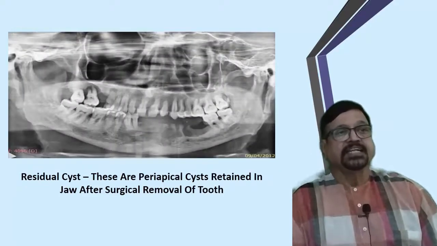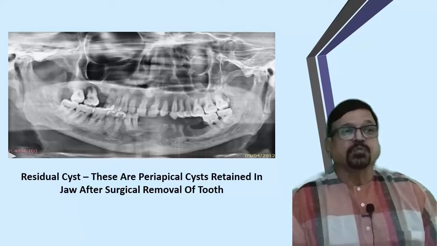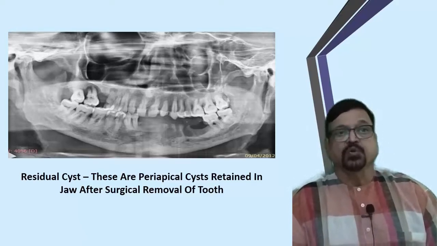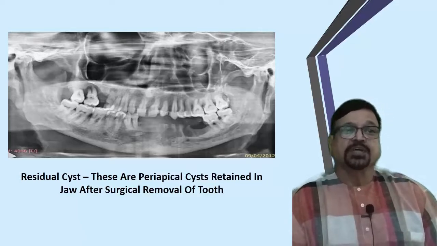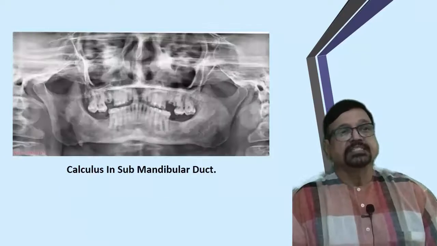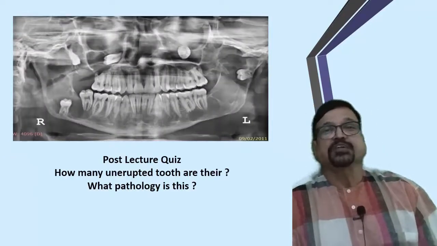Now this is a residual cyst. The teeth are missing. The teeth are removed and that is what we are seeing. In a residual cyst, the teeth have to be removed. So after the removal of teeth, whatever cyst remains is called a residual cyst. Now this is a calculus in the submandibular region. Now there are two here. Now this is a post-lecture quiz for you.